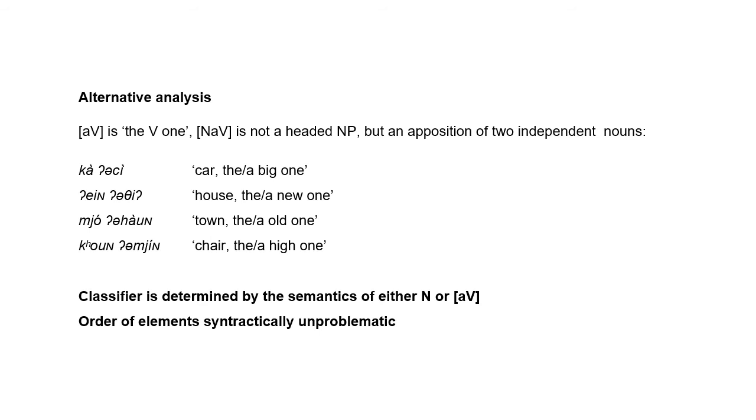This is then fine with the classifier, because the choice of classifier, of course, goes with the semantics of either car or the big one, and the big one is also a car in this case. And the order of elements is no problem, because then we don't have a post-nominal modifier, we just have two independent nouns in appositional position.